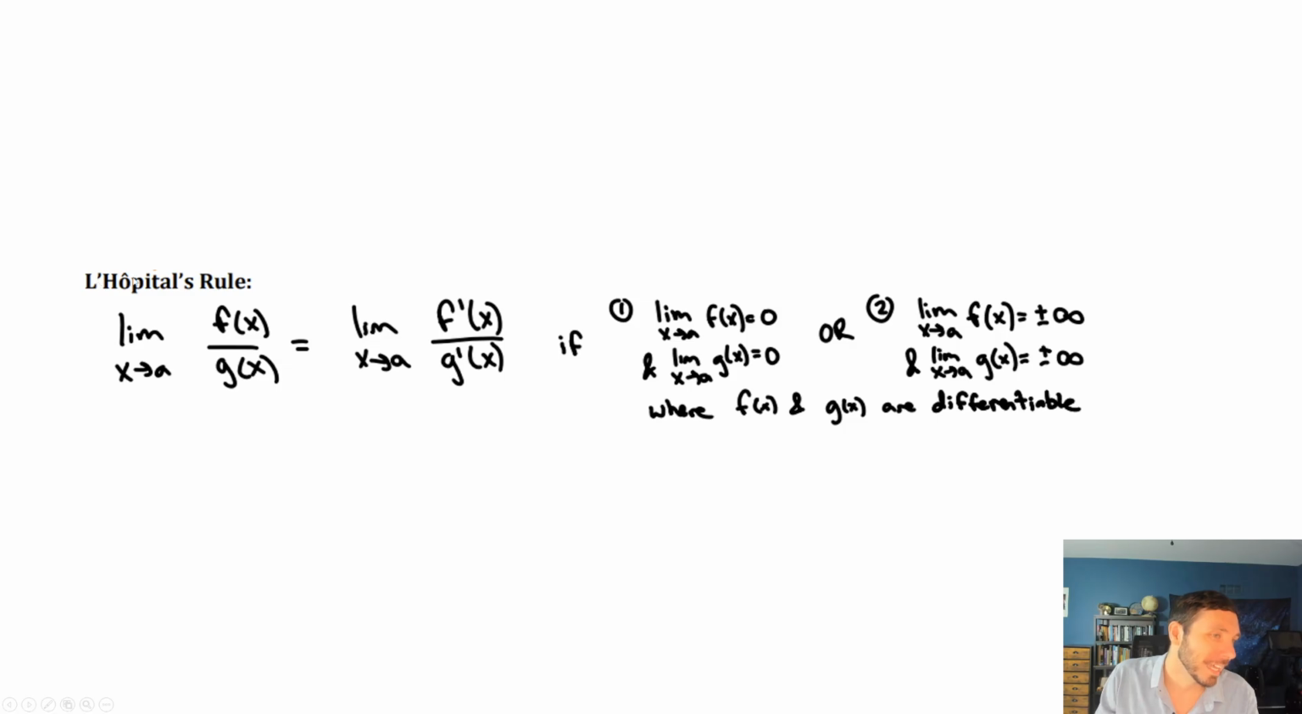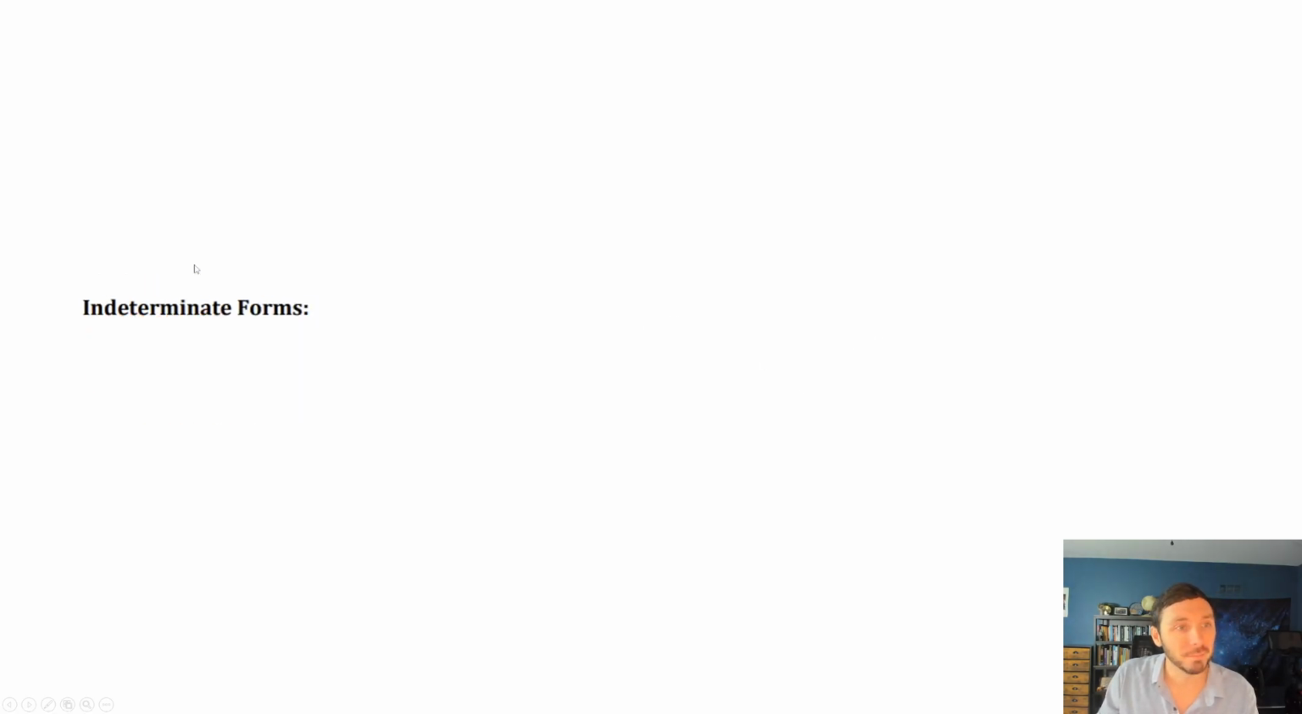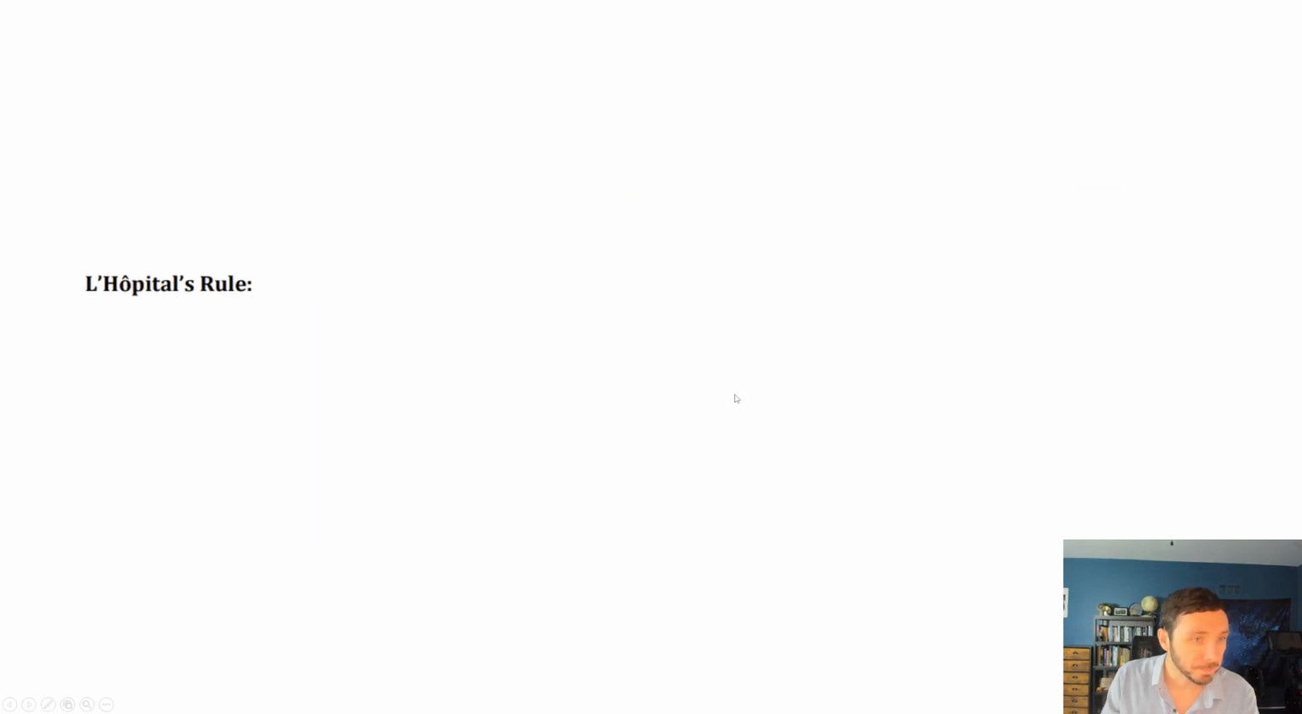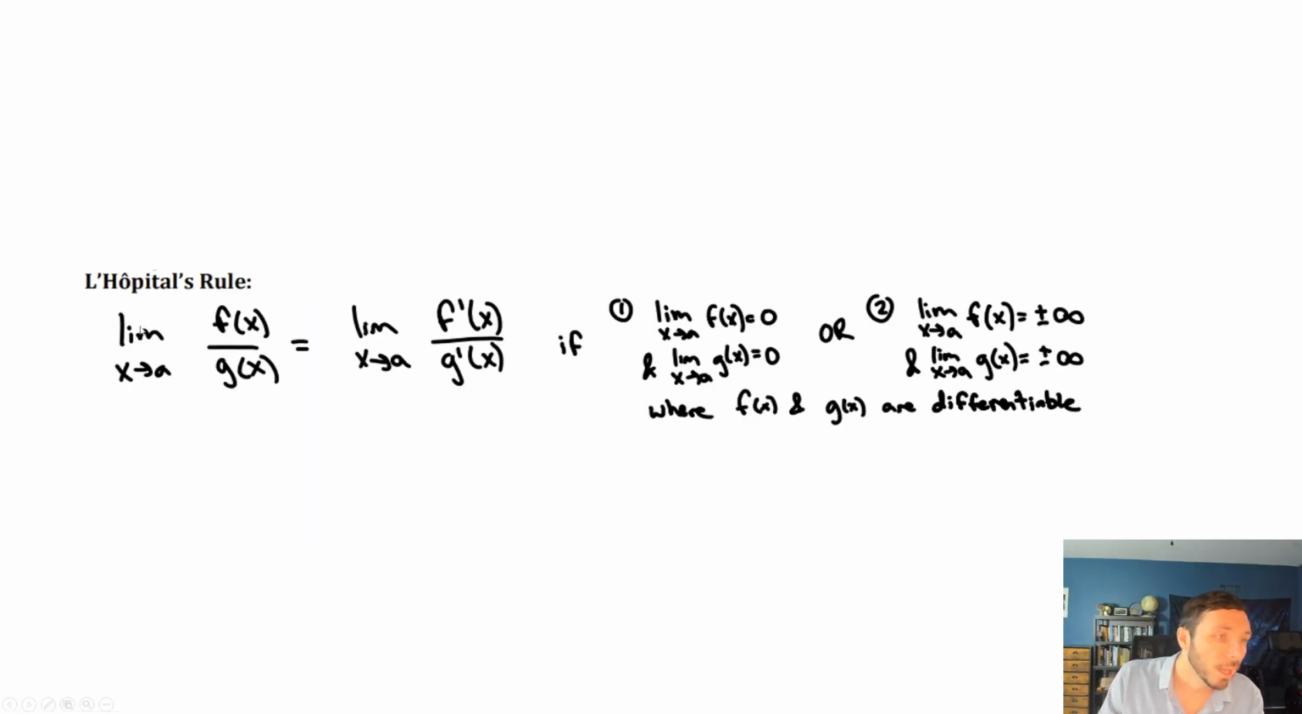So I don't like that it's called L'Hopital's rule. I guess it should be called Bernoulli's rule. Johann Bernoulli was his tutor. Anyway, here's the rule. If we have the limit of some ratio of a function f(x) over g(x) as x approaches some a, then it's equal to the limit as x approaches a of f'(x) over g'(x), instead of f over g, if these conditions are all met, or not all met.